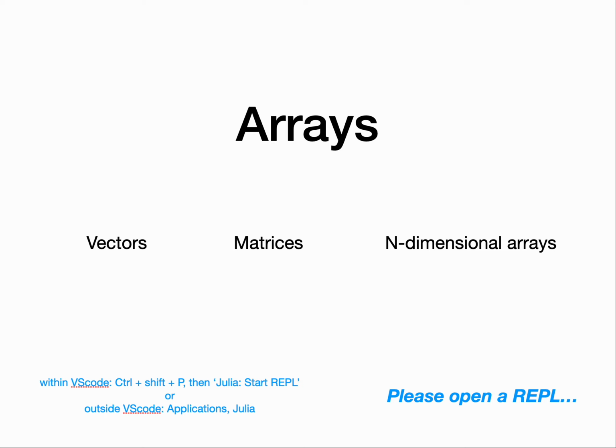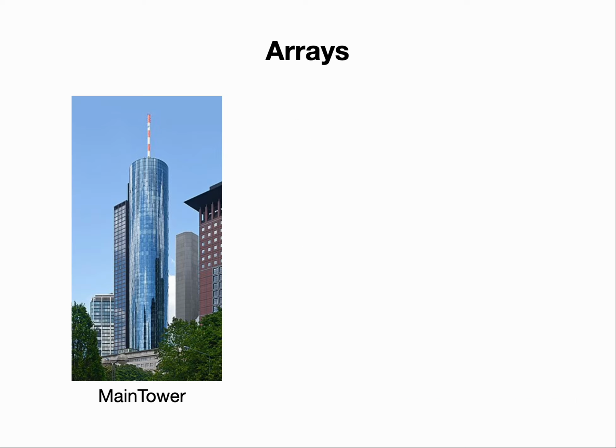Once again, I think it's good that when you follow this lecture, you also open a REPL. So the usual within VS Code, you type Ctrl+Shift+P, Julia, start REPL. One way to imagine an array is to think about the mine tower. It's a big tower and it's full of people.